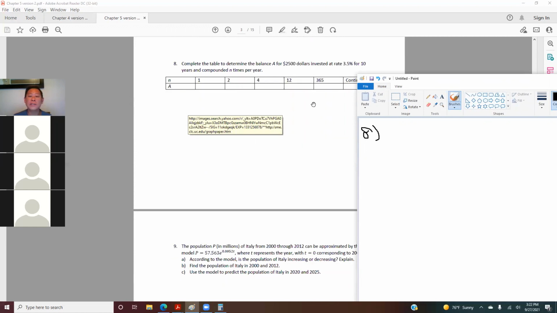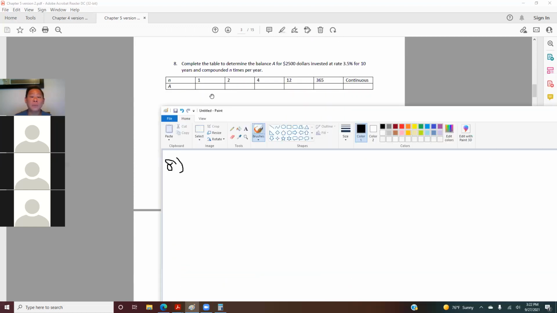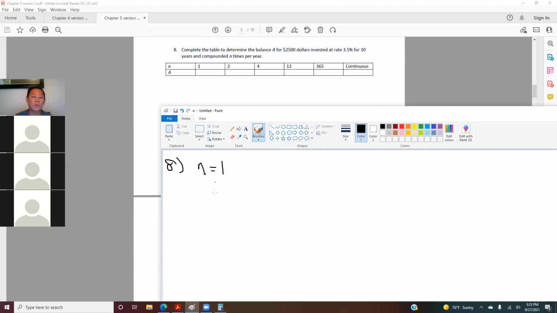This question is asking us to complete the table. You have A for $2,500, invested at 3.5% for 10 years, and it compounds n times. These are n: annually, semi-annually, quarterly, monthly, daily, and continuously. So how do we do this? For n equals 1, you have to use the formula A equals P(1 + r/n)^(nt).